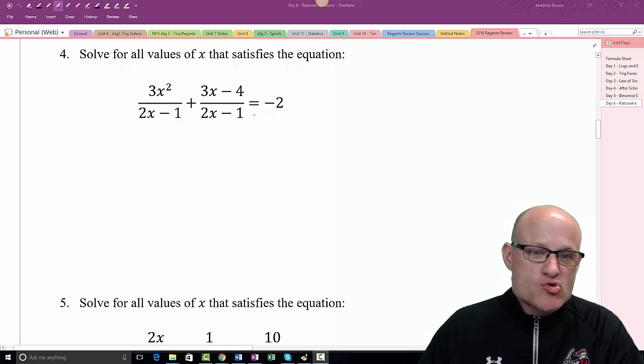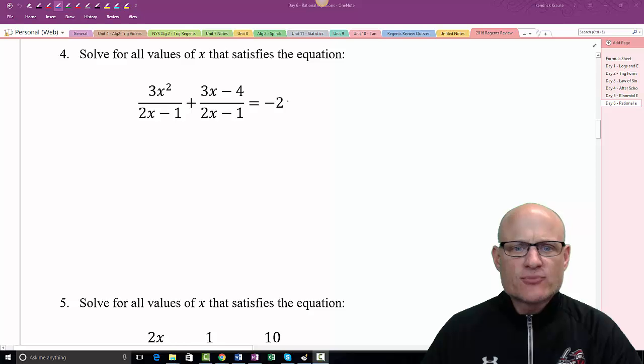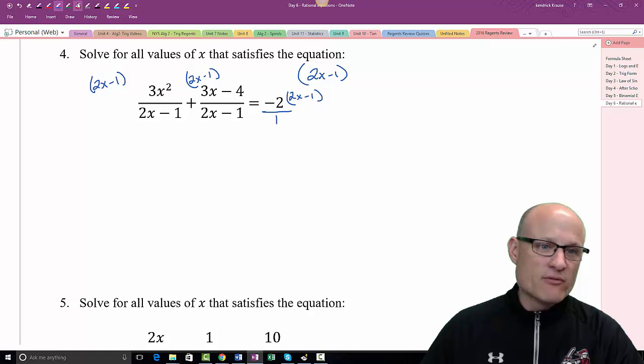Oh no, we've got us a problem here. All right, so we got an interesting thing here. I think what I'm still going to do is figure out what the common denominator is. This is over 1, so my common denominator is actually just 2x minus 1 as a binomial. So I'm going to multiply through everything by that.